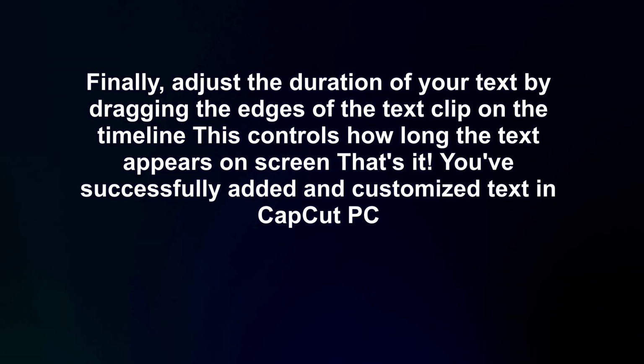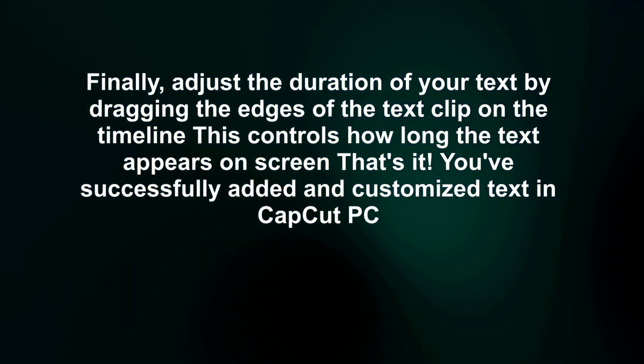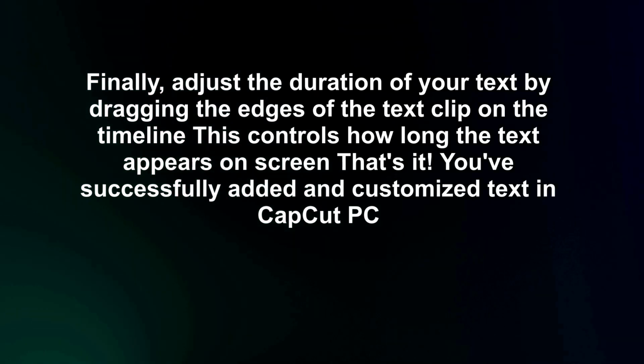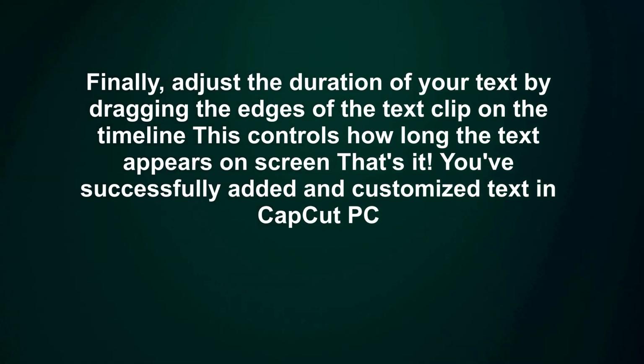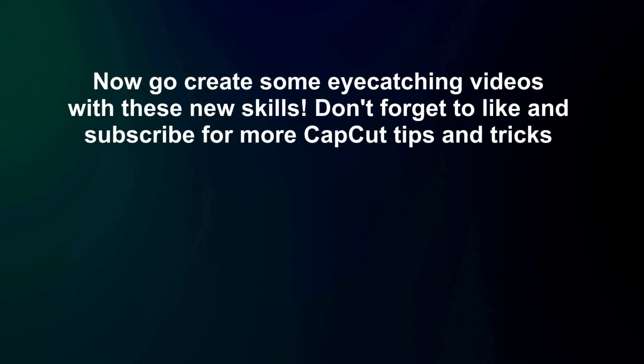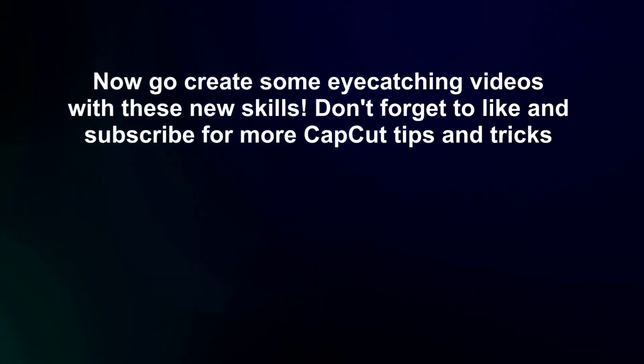Finally, adjust the duration of your text by dragging the edges of the text clip on the timeline. This controls how long the text appears on screen. That's it. You've successfully added and customized text in CapCut PC. Now go create some eye-catching videos with these new skills.